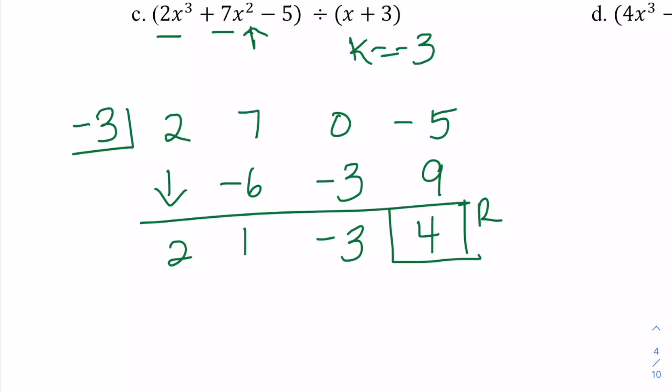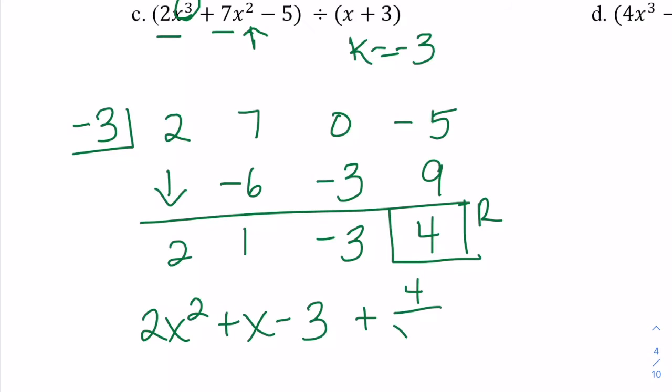So it was a third degree polynomial, it was a trinomial or cubic. Took away a degree, so it's going to be 2x squared plus x minus 3 plus 4 over our divisor, x plus 3.